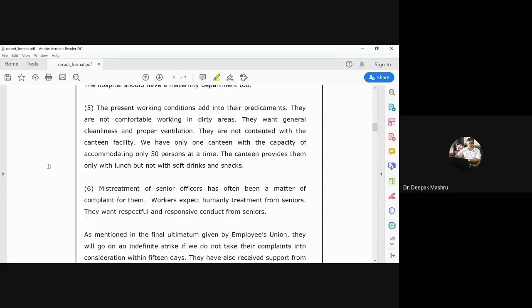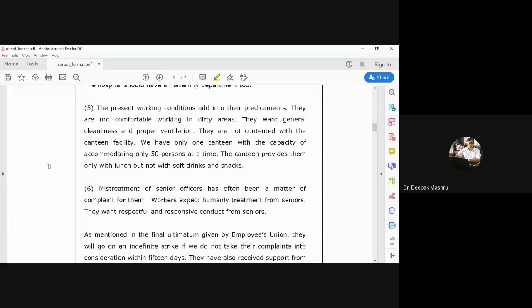They are not comfortable working in a dirty area. So there is a lack of cleanliness. Fine. They want general cleanliness and proper ventilation. So the working environment is not proper. That's why they face a problem. They are not contented, not satisfied. Unrest: dissatisfied with the canteen facility.